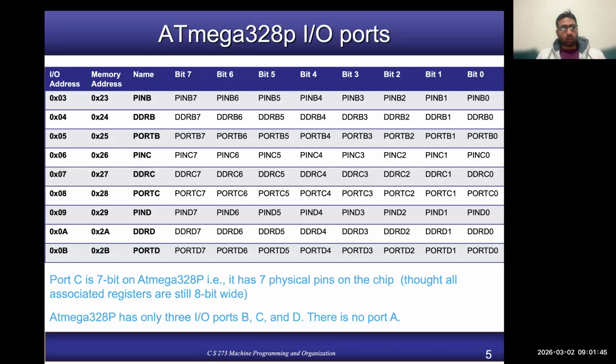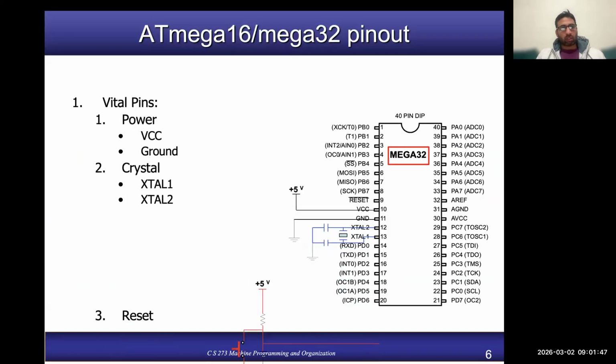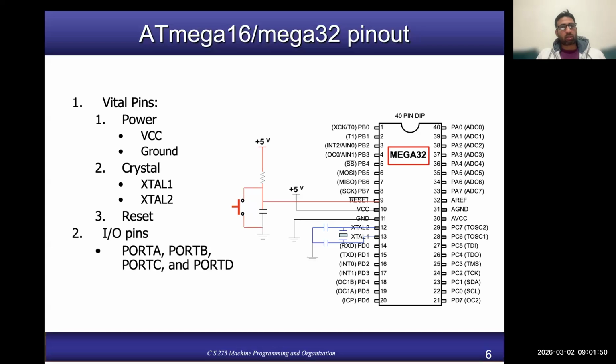So let's start from the same point where we left. This slide was basically about the important pins of the microcontroller, like where you need to connect the power, where you need to connect the clock generator, where you need to connect the ground, and which pin is the reset. And then we had looked at port A, port B, port C and port D. Again, remember this is the ATmega32 processor. It is not the 328P, which we are covering. That's why it has port A. Otherwise, the ATmega328P, which we are covering in the lab, doesn't have port A. Okay.